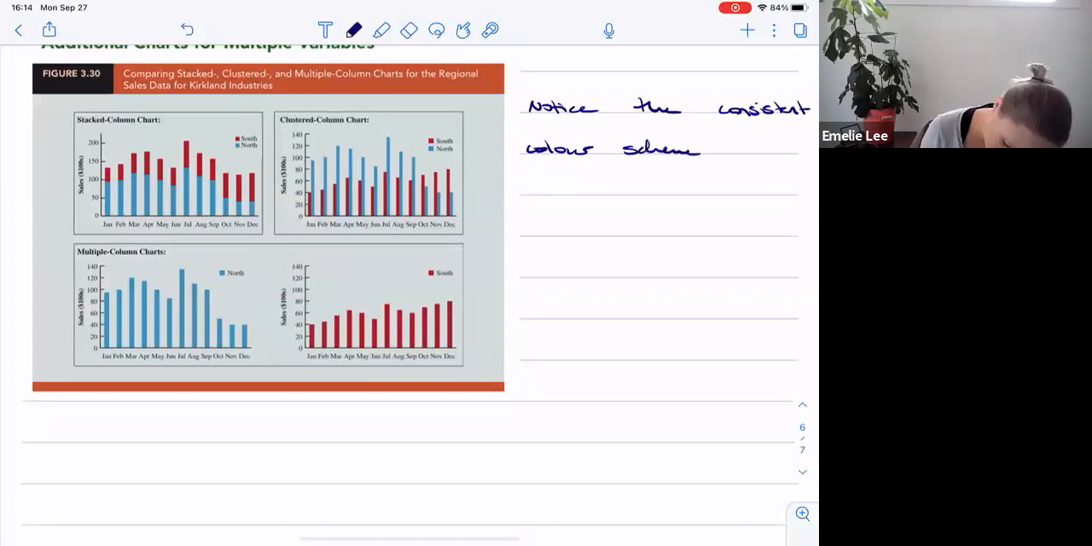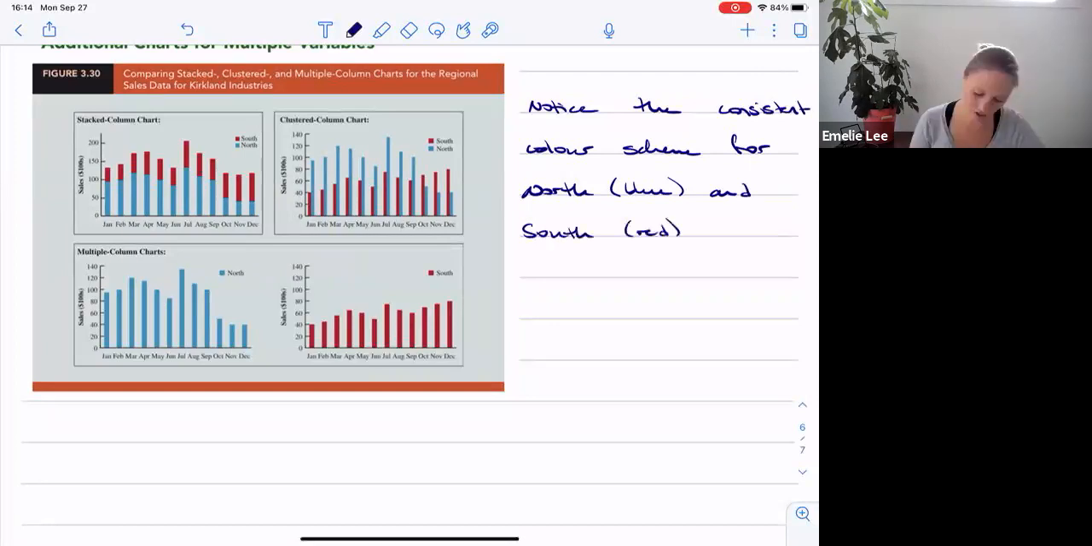The color scheme for north, which is blue, and south, which is red. Okay. And so our analyses should always be consistently using the colors that you set out in the beginning, right? And so you don't want to be mixing things up.